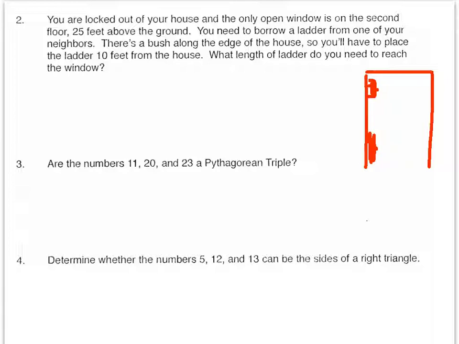Front door, window is up top. We know that this distance is 25 feet along the front door up to the window. We also say you have a bush down here, so you have to come out with the ladder 10 feet. Okay? So this is 10. You're coming out here with the ladder 10 feet, and then the ladder is going to go like this. I'm assuming that that's the right angle right there, because most houses are.